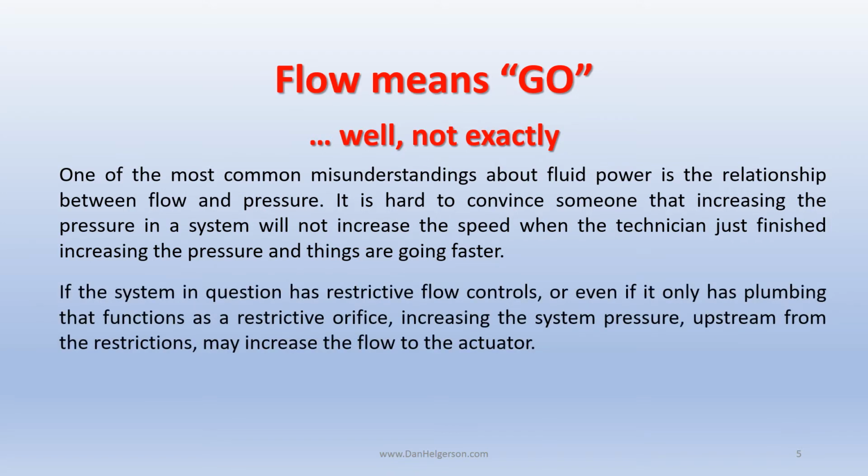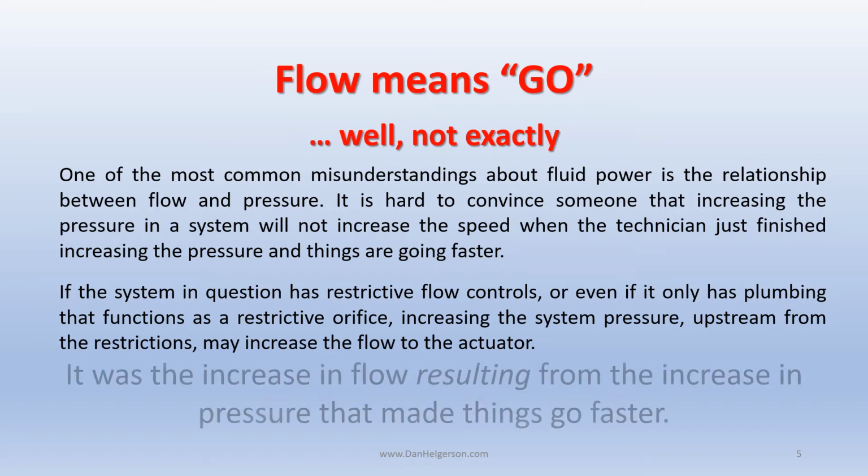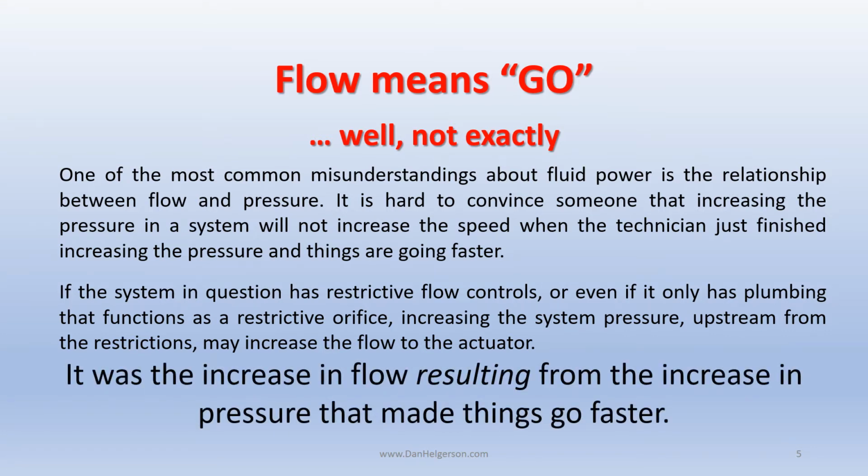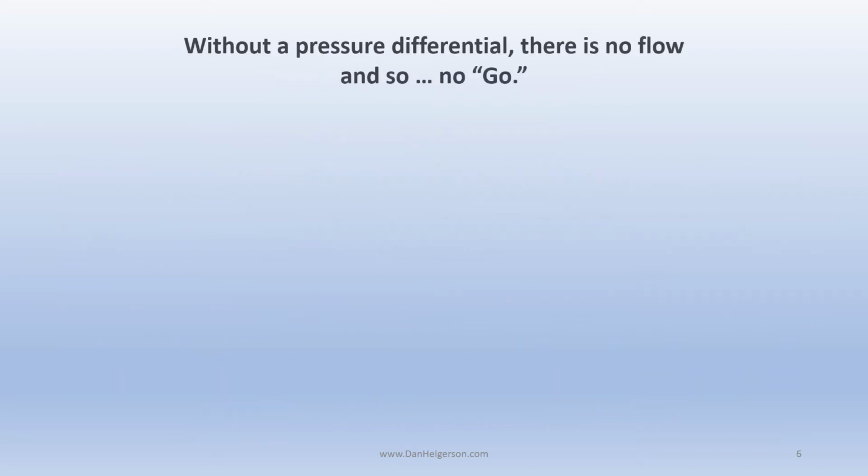If the system in question has restrictive flow controls, or even if it only has plumbing that functions as a restrictive orifice, increasing the system pressure upstream from the restrictions may increase the flow to the actuator. It was the increase in flow resulting from the increase in pressure that made things go faster. Without a pressure differential, there is no flow and so no go.